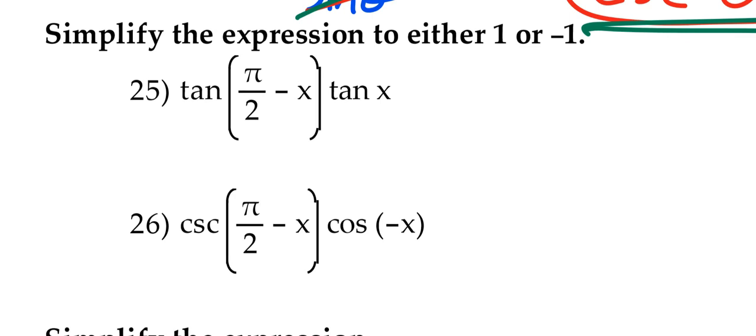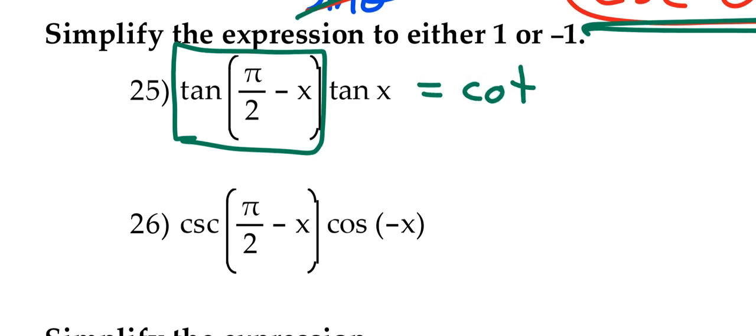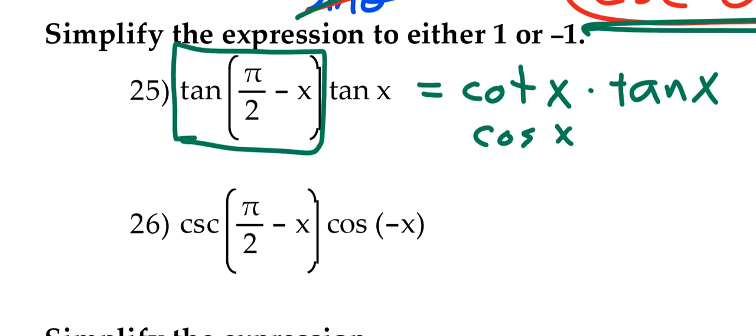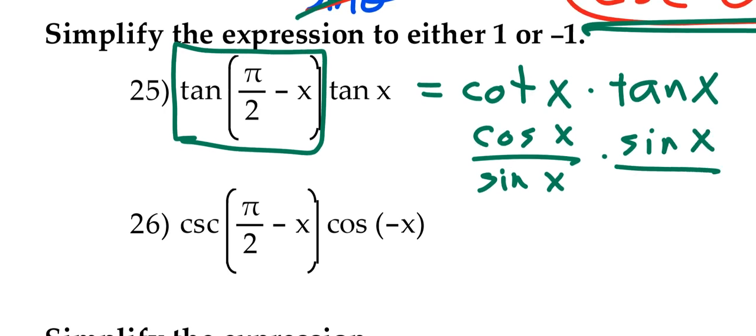Okay. What can we replace this with? Tangent pi over 2 minus x. That is the cotangent of x. So we have the cotangent of x times the tangent of x. Now, they were nice enough to tell you that the answer was either 1 or negative 1. Any stabs in the dark? Which one do you think it is? Probably a positive one, right? Because you'd have your cosine over sine for the first one. And then you'd have your sine over cosine for the other one.